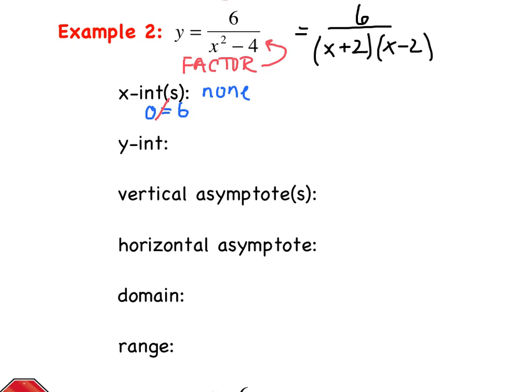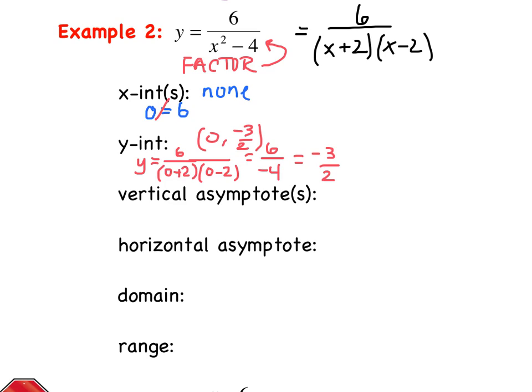No x-intercept. Okay? The y-intercept is when x equals 0. So we solve for y. So we have 6 over 0 plus 2 times 0 minus 2. All right, or we could have just plugged back into our original here, and we would get 6 over negative 4, which goes to negative 3/2. So our y-intercept is 0, negative 3/2.